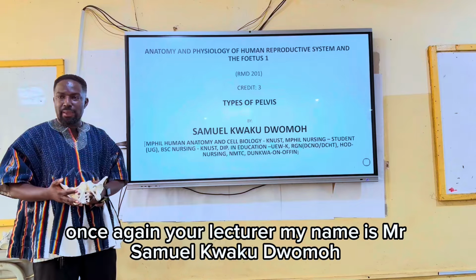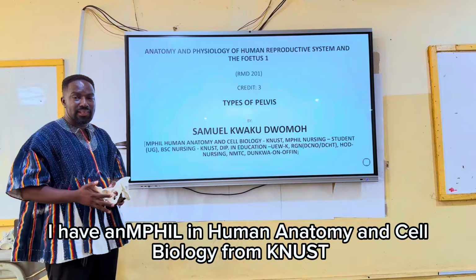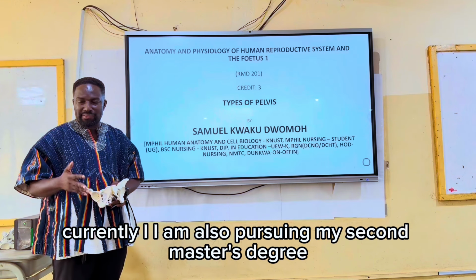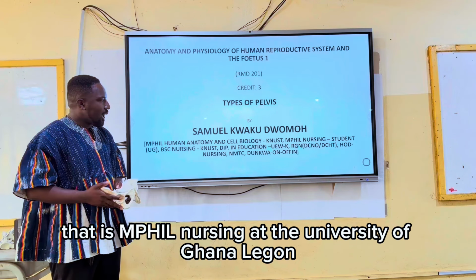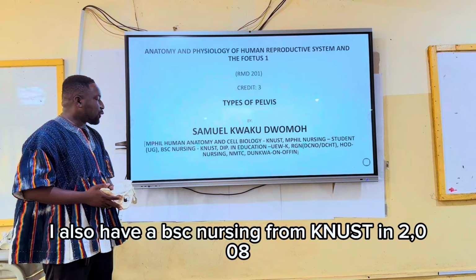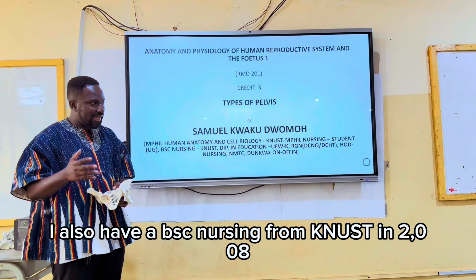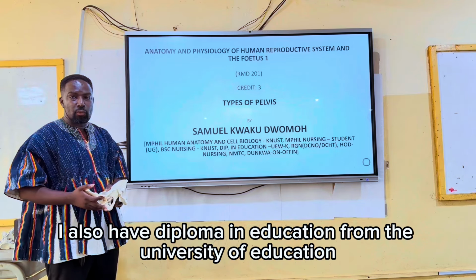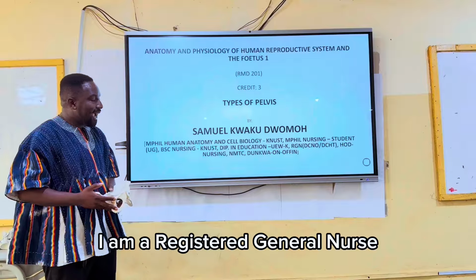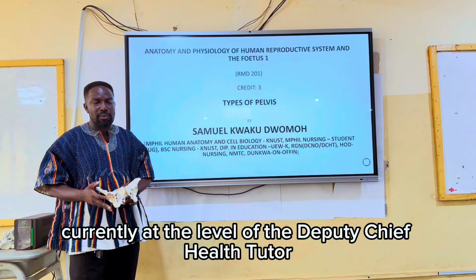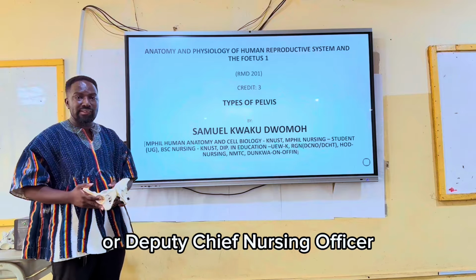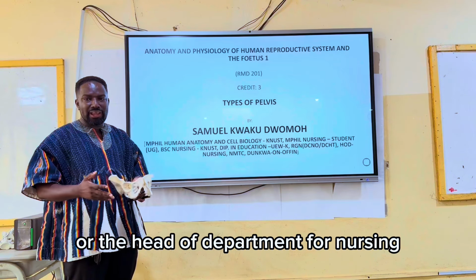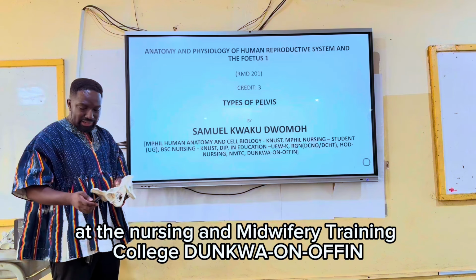Once again, my name is Mr. Kwaku Dwomoh. I have an MPhil in Human Anatomy and Cell Biology from KUST. Currently, I am also pursuing my second master's degree, an MPhil in Nursing at the University of Ghana, Legon. I also have a BSc Nursing from KUST in 2008, and a Diploma in Education from the University of Education, Winneba Kumasi campus. I am a registered general nurse, currently at the level of Deputy Chief Nursing Officer, and I also double as the head of department for nursing at the Nursing and Midwifery Training College in Korle Bu.